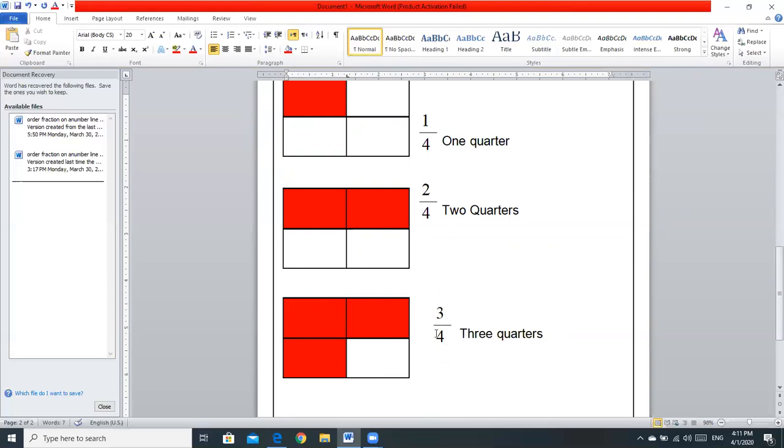Again, the number down is the number of parts I cut my shape into. I cut my shape into how many parts? 4. This is called quarters. The number up is the number I eat or take. So I take how many parts here? 1, 2, 3. I take 3 out of 4. I eat 3/4. So quarters means I divide any shape into 4 equal parts.